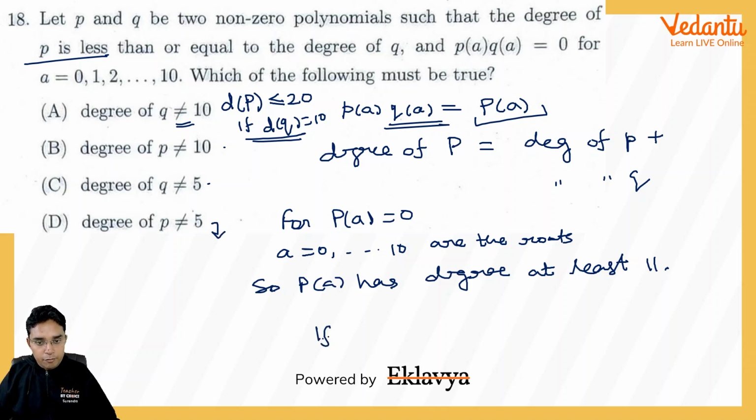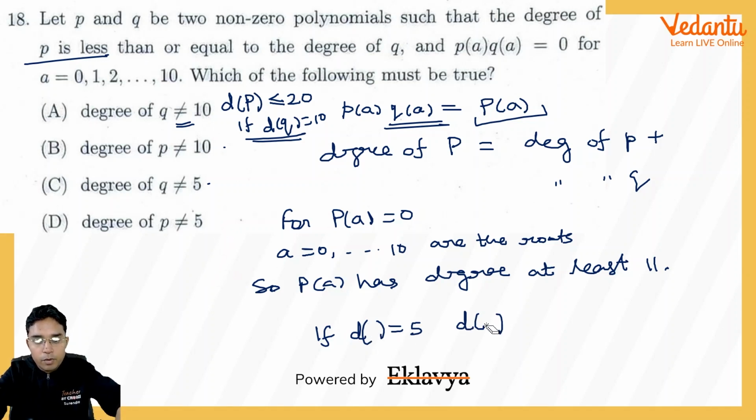Suppose degree of P is equal to 5, degree of Q, I think not with this C, not with this part, with C there is a problem. Let us see what's the problem. If degree of Q is 5, then degree of P will be less than or equal to 5.